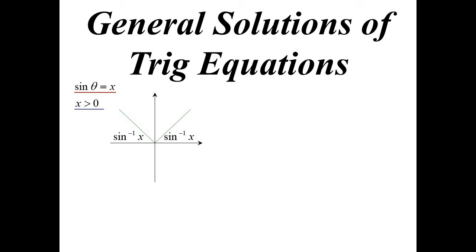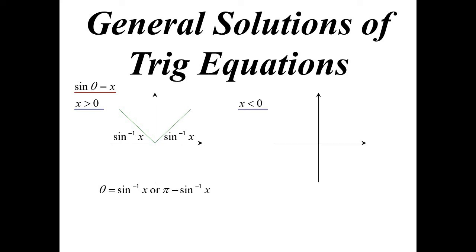But if we were solving for every possible solution, there would also be a second quadrant answer. Now that acute angle is still the inverse sine of x, but the answer would be inverse sine of x or pi minus inverse sine of x, whatever that acute angle is. And then of course we could add 2 pi to each of those solutions. Well, that's if x is positive.